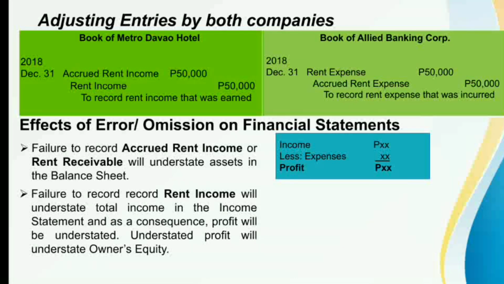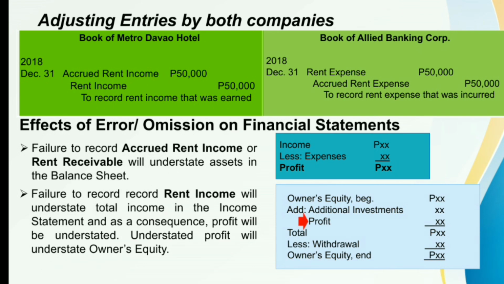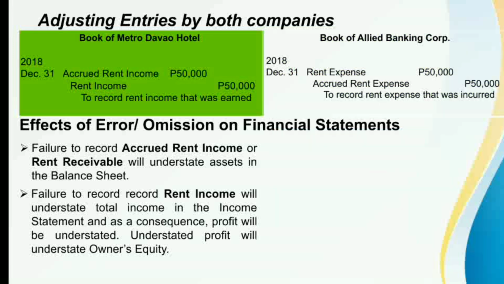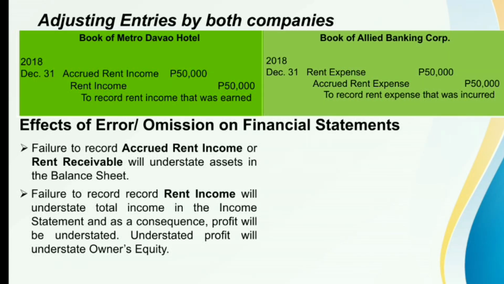Remember that profit is one of the components of the owner's equity. In fact, it's an addition to the owner's equity beginning balance. So if the profit is understated or kulang, and you're going to add it up in the owner's equity beginning balance, it would result to understated owner's equity end. Let us now proceed to the book of Allied Banking Corporation.